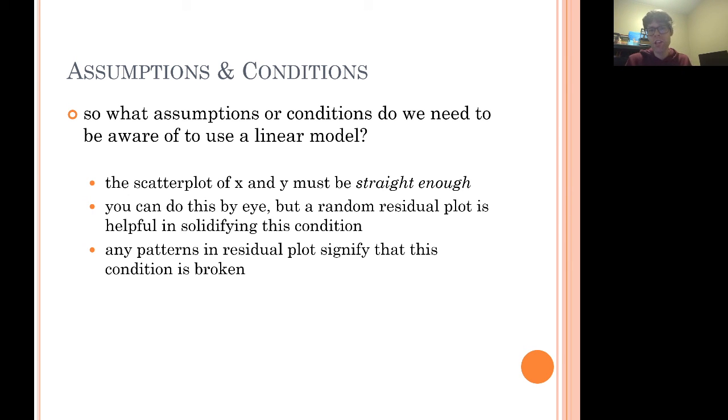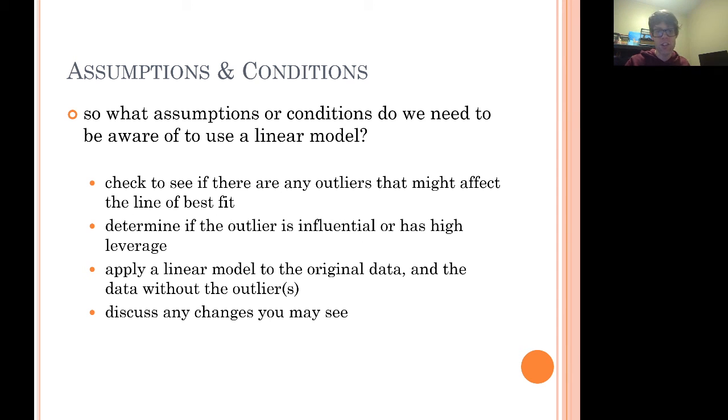If you want to use a linear model, your scatter plot's probably going to look somewhat linear. The best way to check this is to just look at the residual plot on Microsoft Excel. Does it look kind of random, or does the residual plot have some kind of parabolic arc to it? If it does, maybe the linear model doesn't really work for the particular data set that you have.